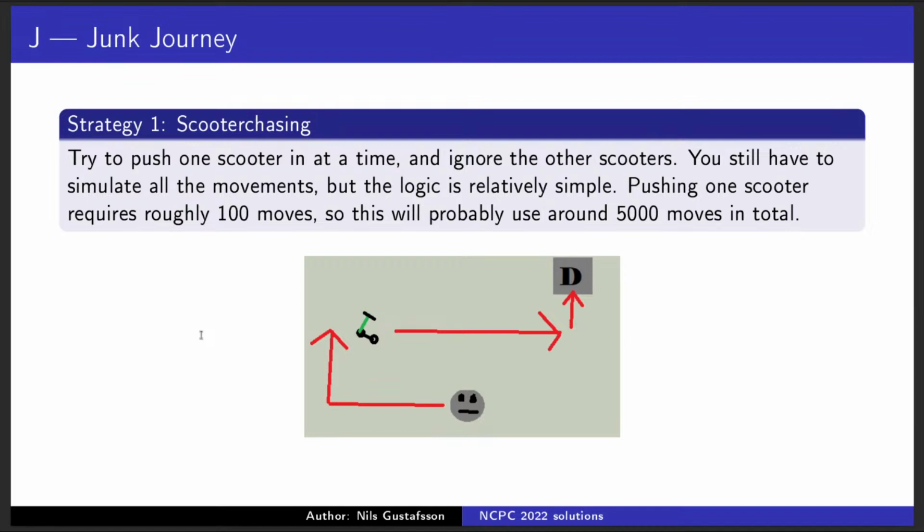So implementing it is still a bit difficult, but the logic isn't too hard. So this will use only a few thousand moves, nowhere near the limit, so you're going to be fine. So that's the first strategy.